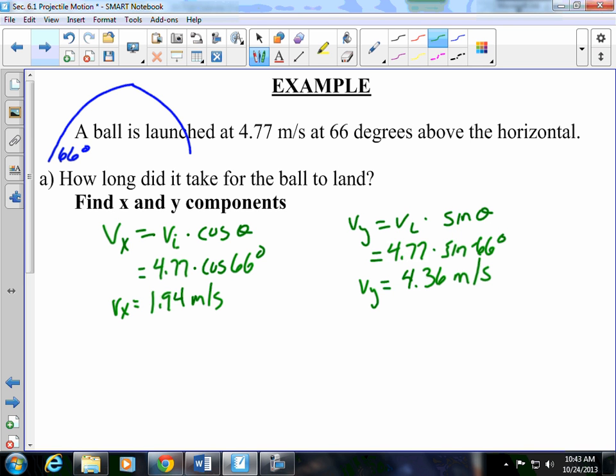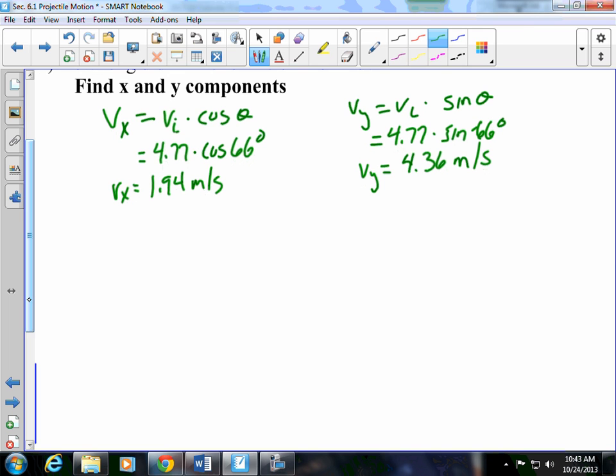Now we have established Vx and Vy. Our problem solving is exactly the same now. We want to solve for time. Well, we have two equations to deal with that. We have x is equal to Vx times t, or we have y is equal to Vy t plus 1/2 g t squared.